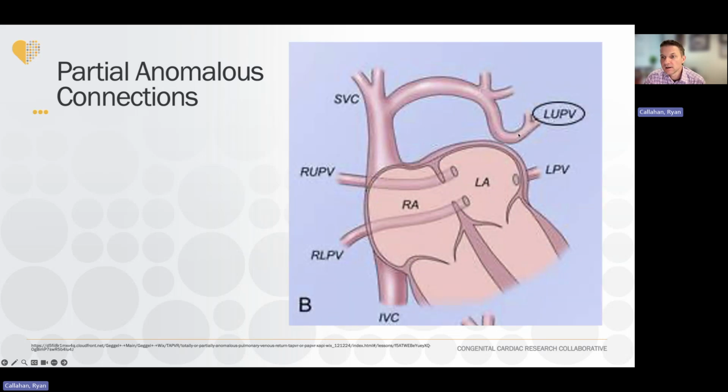This is a common variant where you have just the left upper connecting anomalously to the innominate vein and not the left atrium.